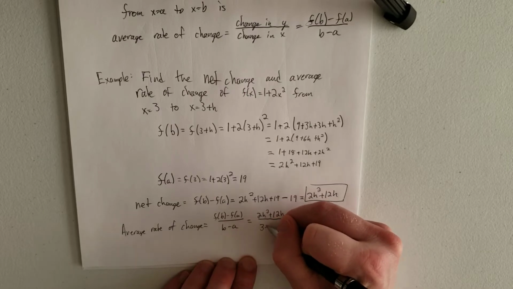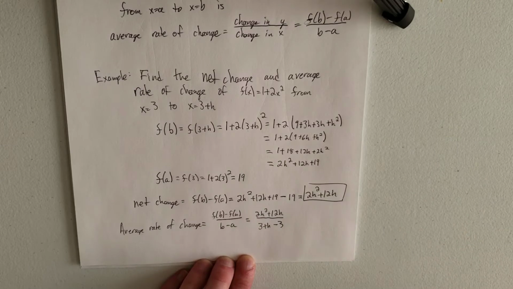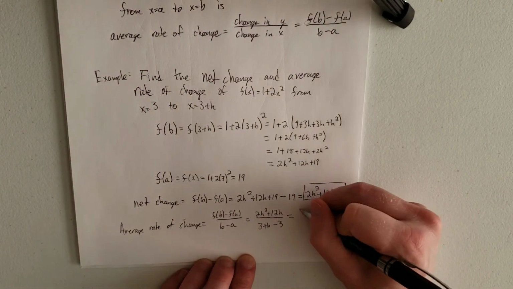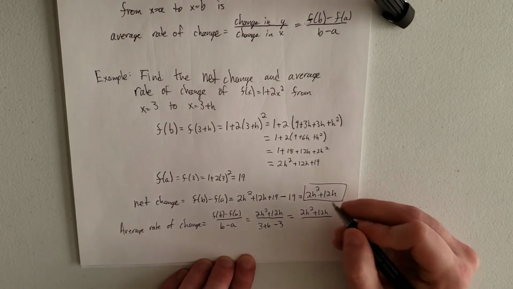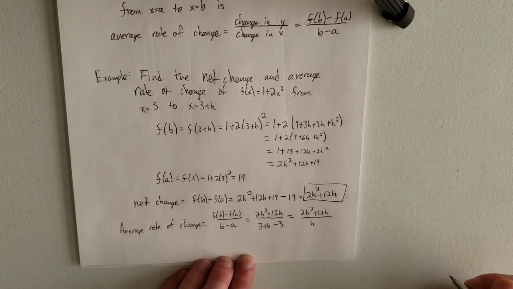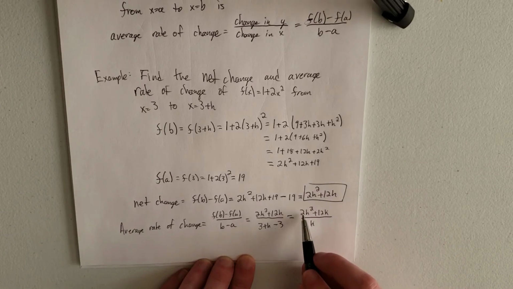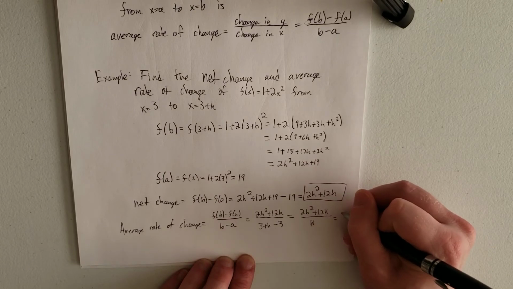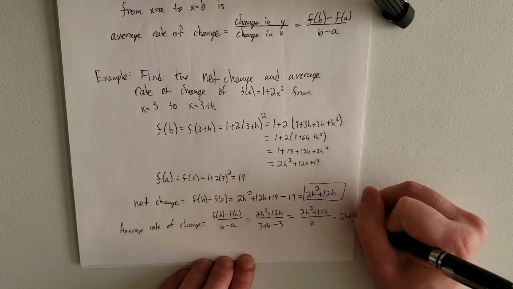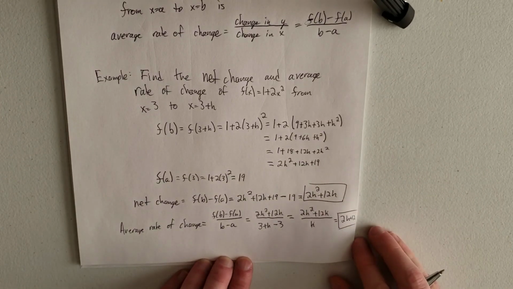b was 3 plus h. And a was 3. So this is b minus a. And we get 2h squared plus 12h divided by, the 3's cancel, so this is just all over h. Here, this h cancels with an h in each term in the numerator. So this becomes 2h plus 12. And we're done.